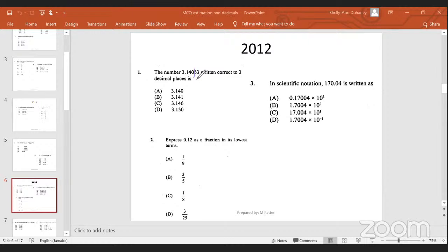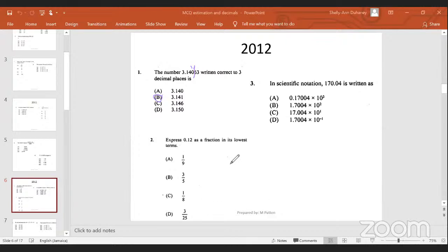Good. So 3 decimal places, so we have 3.140. However, somebody tell me, because the number to the right is greater than 5, therefore you have to add 1. So because the number behind the 3rd decimal place is greater than 5, we're going to round up. Hence we have 3.141 to 3 decimal places. So the answer is D. The answer is B.